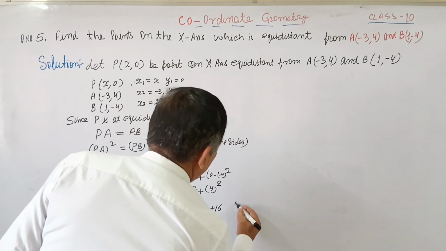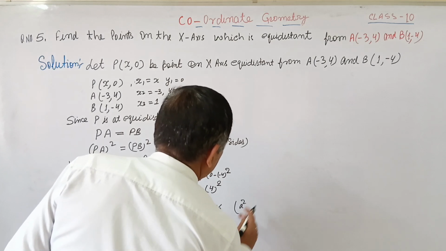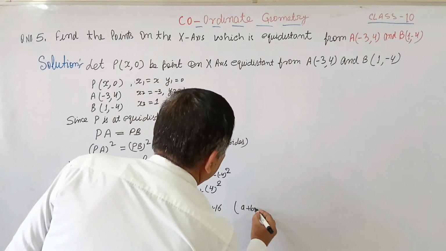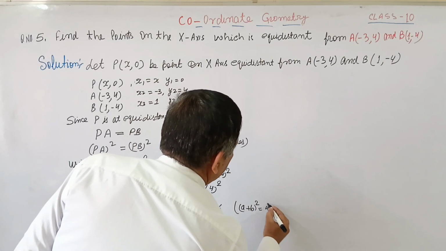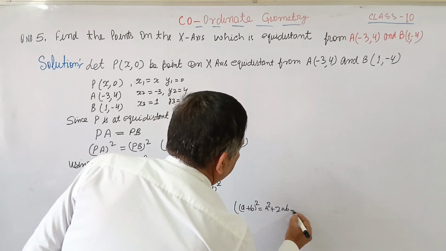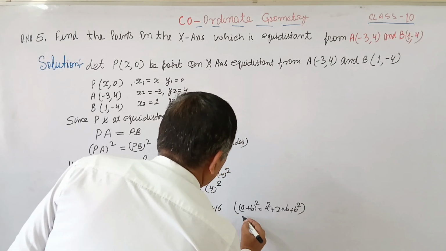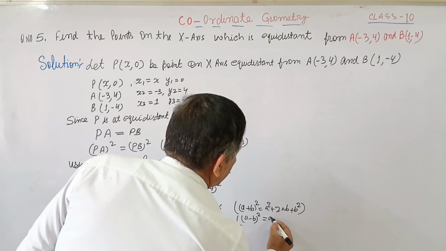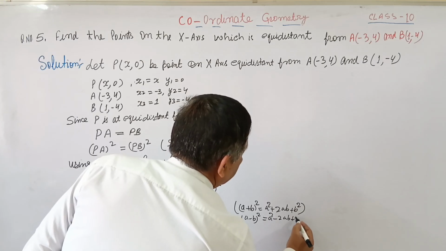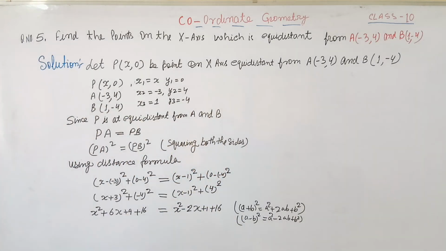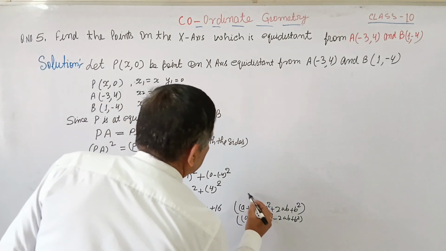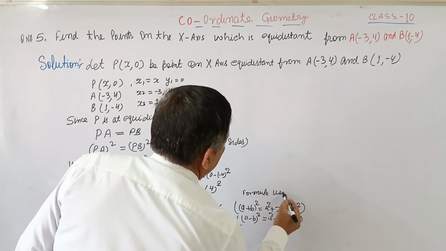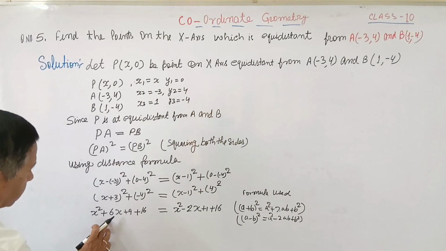We have used the formula a square. Here the formula is a plus b whole square is a square plus 2ab plus b square, and a minus b whole square equals to a square minus 2ab plus b square. These are two formulas that have been used. So this is x square plus 6x.